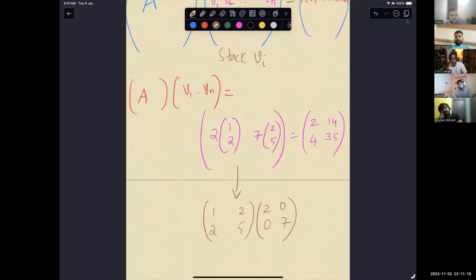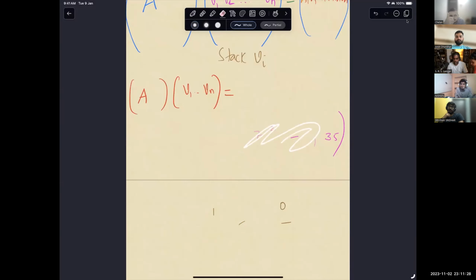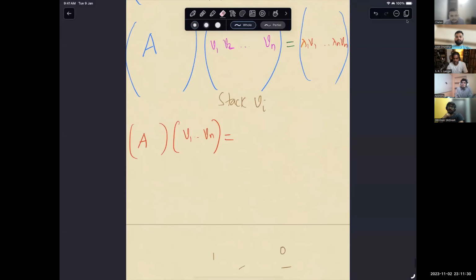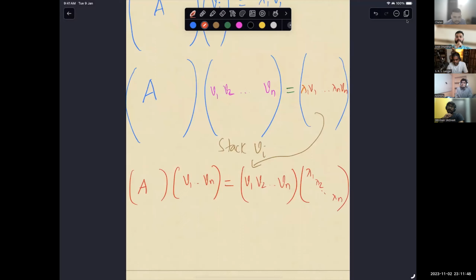Should I give a minute's time for you to see what's happening here? All of you with me? Okay, so let me rub all this and happily write this fellow as V1, V2 up to Vn times lambda 1, lambda 2 up to lambda n. This is just being organized, that's all, nothing else.